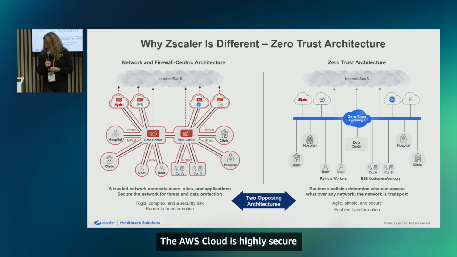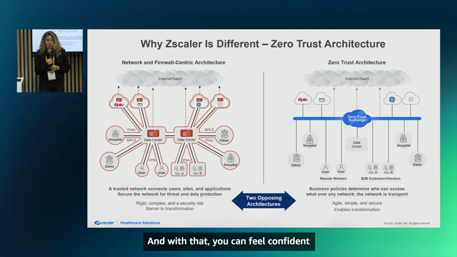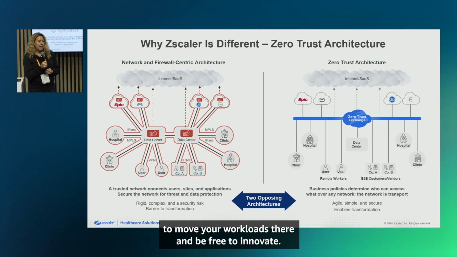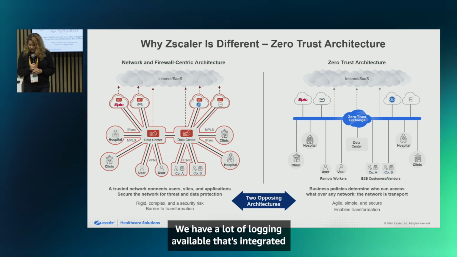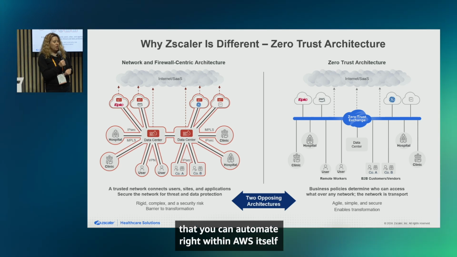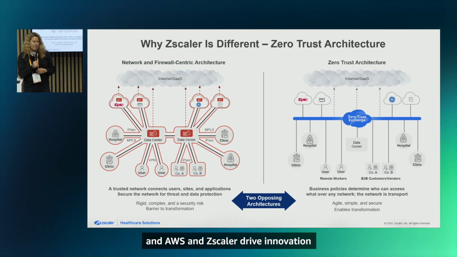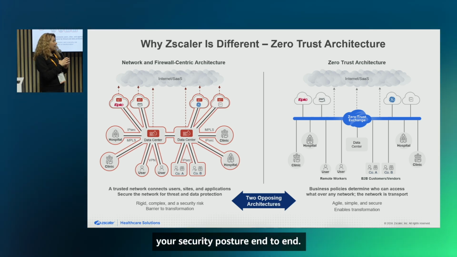The AWS cloud is highly secure and highly trusted and secure by design. And with that, you can feel confident to move your workloads there and be free to innovate. We have a lot of logging available that's integrated and some automated core security that you can automate right within AWS itself. And AWS and Zscaler drive innovation while allowing you to maintain your security posture end to end.